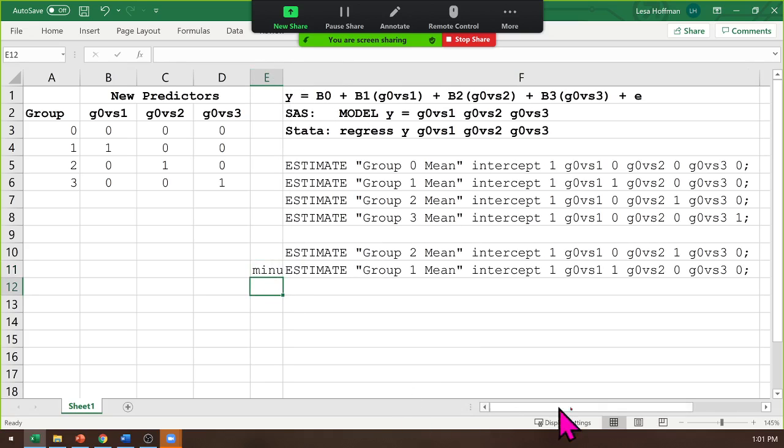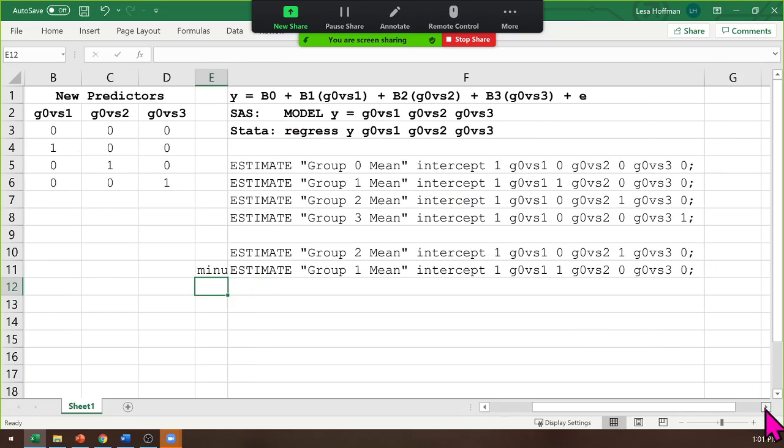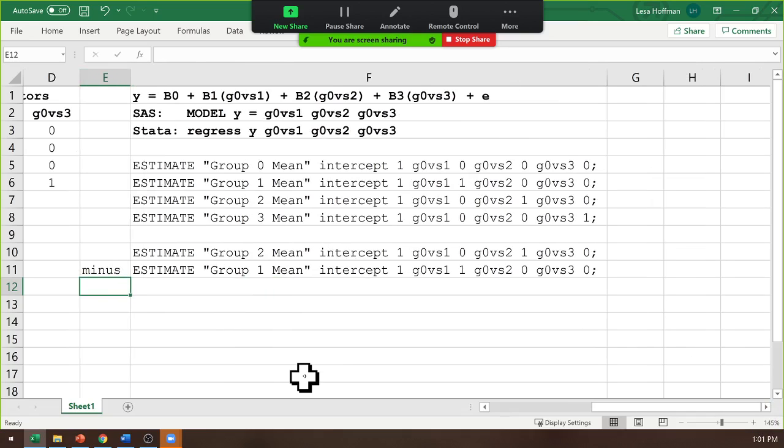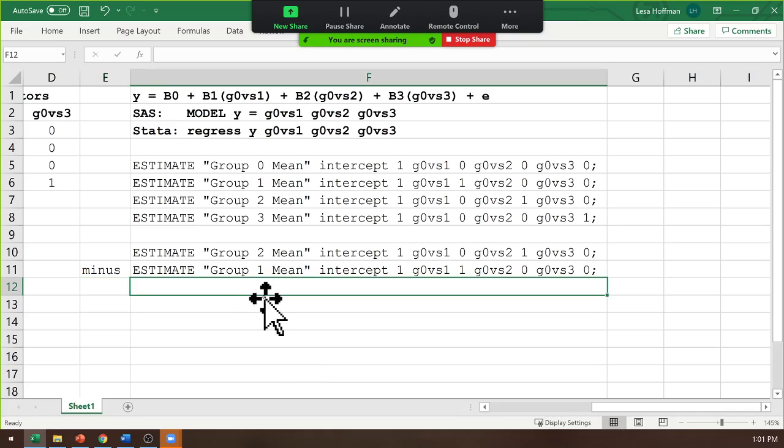So that's the word minus. Let me squirt over a little bit here. We just need this much right now. Okay. So if I want to know the difference of how group 1 is versus group 2, this is what I need to do. So estimate group 1 versus 2.